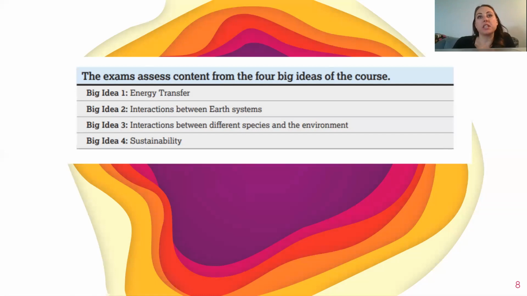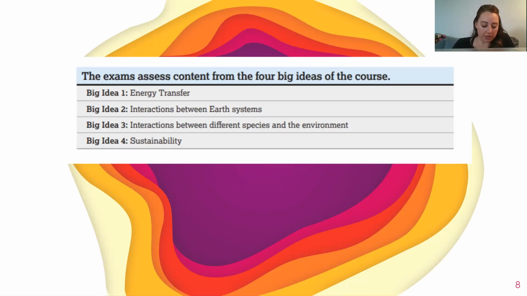Big idea number 2 is the interactions between Earth systems. So this is units 4 and 5. So we're talking about things like ocean currents and ocean patterns. How does that relate to biomes, those kind of things. And then once we're in the biome, how are the species interacting with one another and with their environment? And that's big idea number 3.